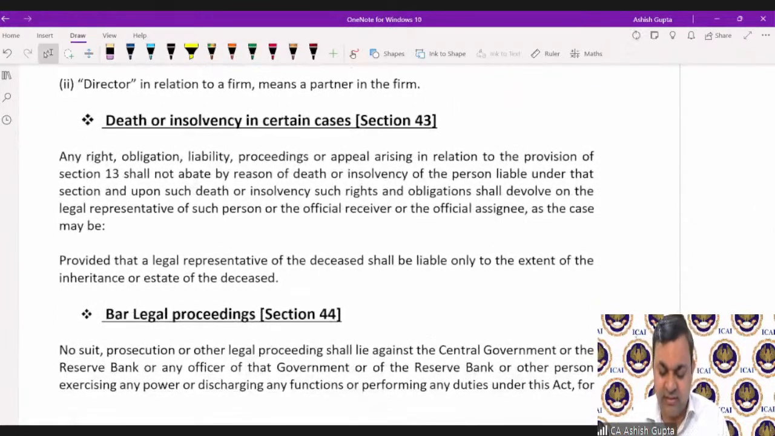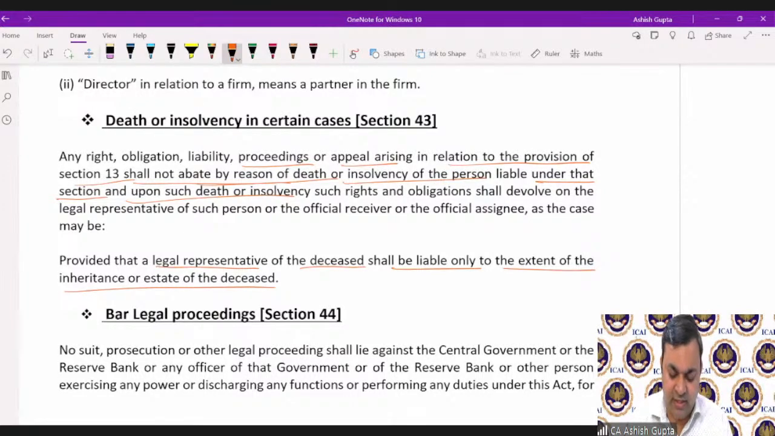Death or insolvency in certain cases: any right, obligation, liability, proceeding, or appeal arising in relation to the provisions of section 13 shall not abate by reason of the death or insolvency of the person liable under the section. Upon such death or insolvency, such right or obligation shall devolve on the legal representative of such person. Provided that the legal representative of the deceased shall be liable only to the extent of the inheritance or estate of the deceased. This is the basic funda, right?